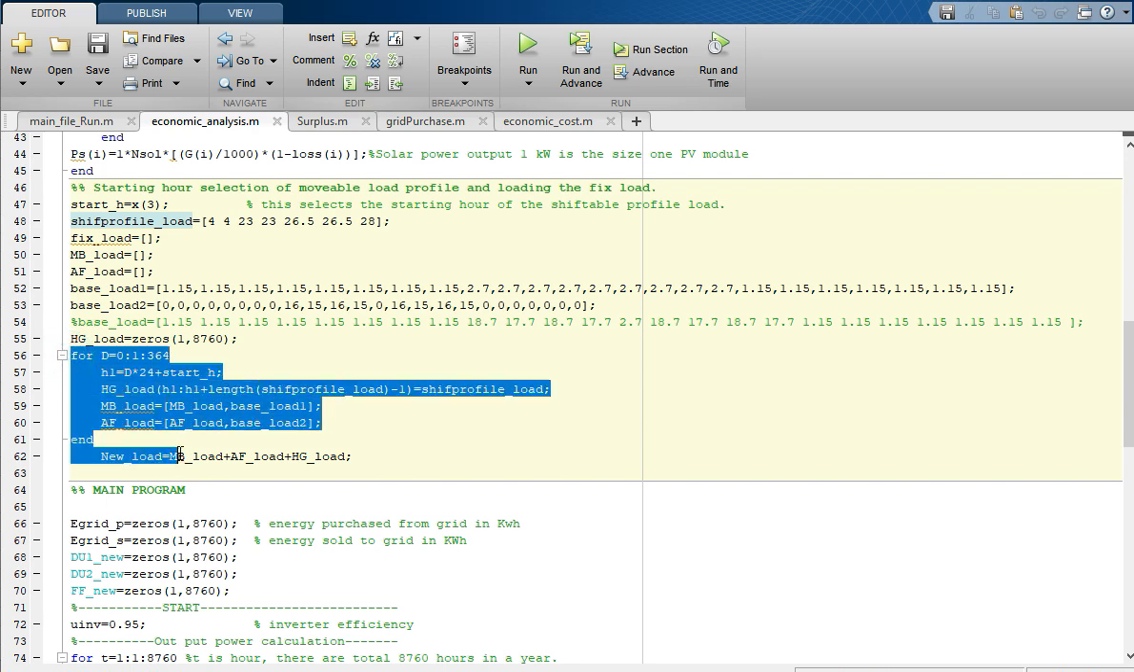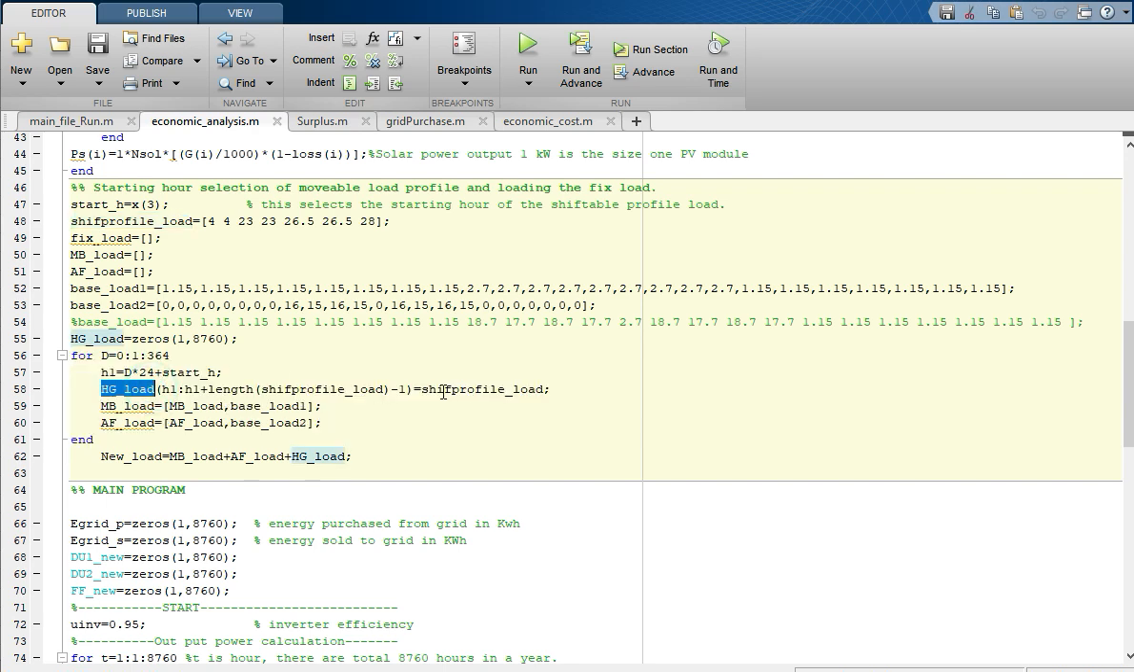So this is the shiftable profile load, and the fixed load is adjusted throughout the year. The shiftable profile is adjusted by this start R that's selected by the optimization algorithm. So we have a base load that should be met in each hour at that position. We call it the new load. It is the summation of a fixed load, the first being the fixed load called MB load. The second is the AF load, and the third is the shiftable profile load for the whole year, having 8760 entries. Its profile is shifted through this start R.